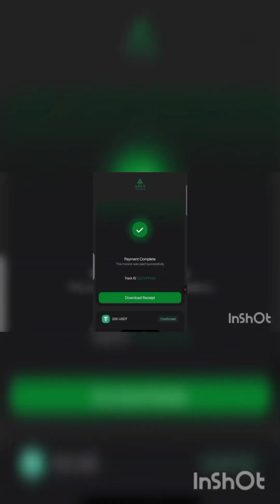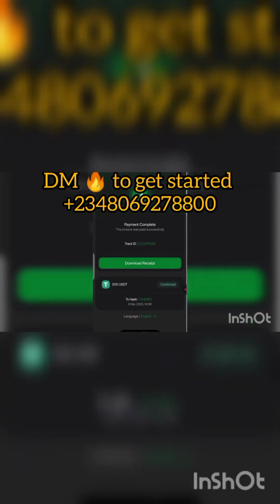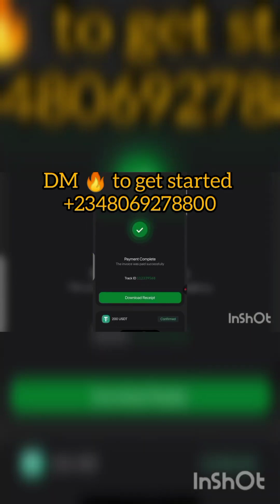Most of my students who have been given this bot are cashing out big time. Also remember, it's not a must that you start with 200 USD. You can start with as low as 10 USD, 20 USD. You can see payment completed. I now have 200 USDT here.